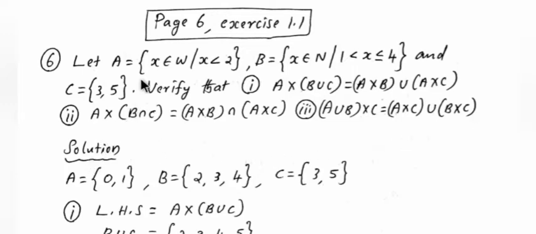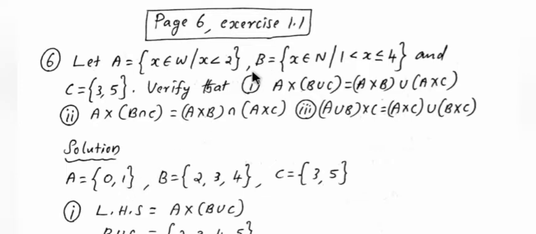Solution. First we have to find the elements of set A. Here x belongs to W is given. W means the set of all whole numbers. Whole numbers are 0, 1, 2, 3, etc. Therefore, 0 can be taken first, then 1 can be taken. 2 cannot be taken since the elements must be less than 2. Therefore, up to 1 we can take.